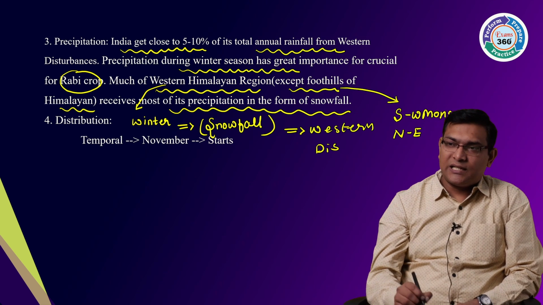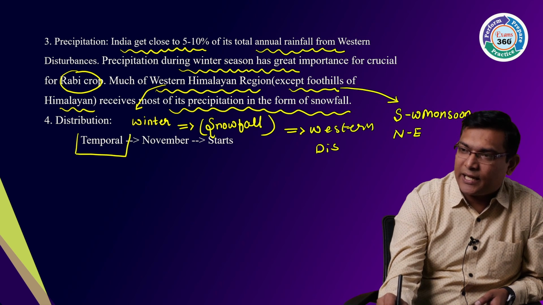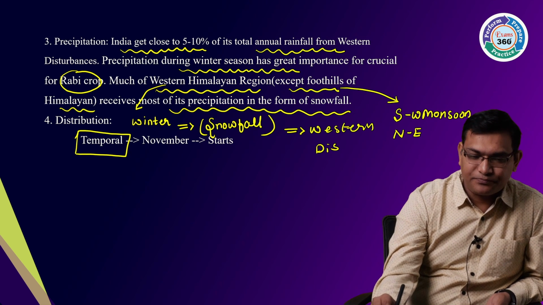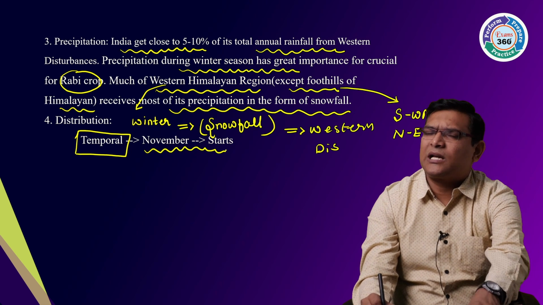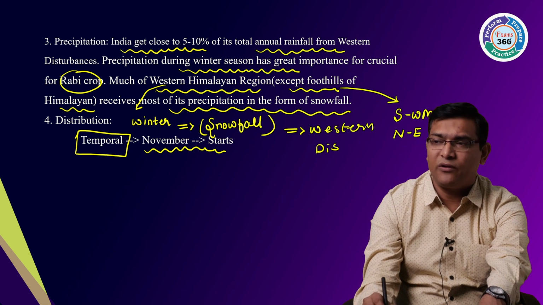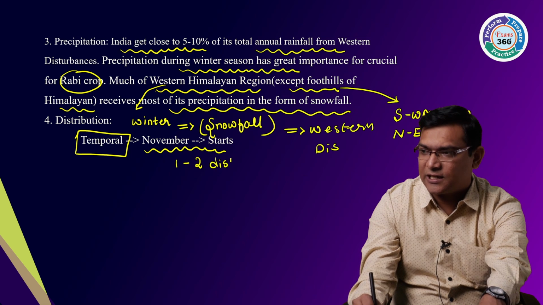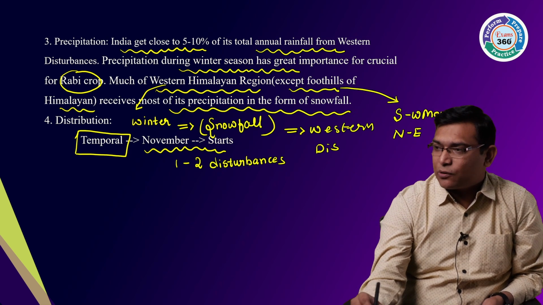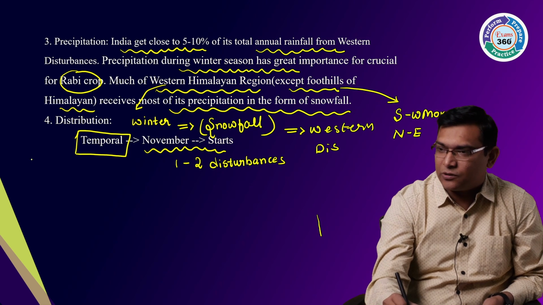See, generally from the temporal aspects, if I talk, the distribution takes place from this point, that is your November lo start అవుతుంది. But the frequency is generally only 1 or 2. Frequency only ఒకటి లేదా 2 disturbances create అవుతాయి. 1 or 2 disturbances will be created. And particular గా ఇప్పుడు general గా if you look at the map here.